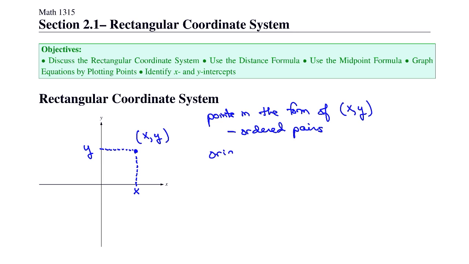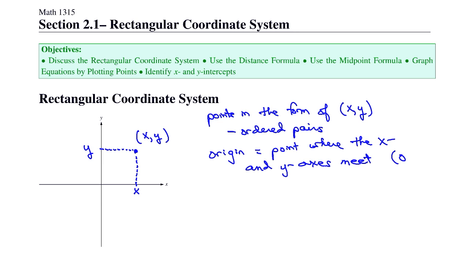There's a special point where the axes meet, and that is called the origin. It's the point where the x and y axes meet. And of course that is the point 0, 0.